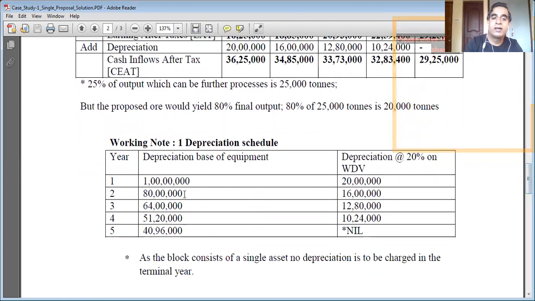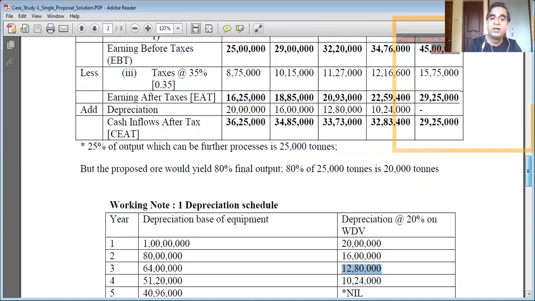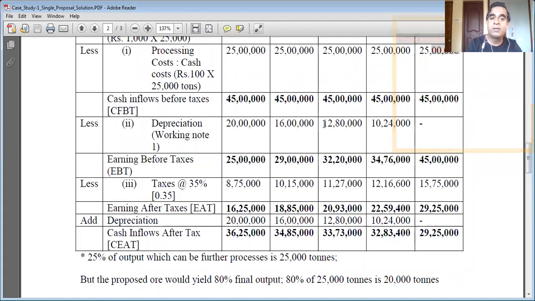Then, since it is a written down value method or reducing balance method, we deduct the amount of depreciation from 80 lakh rupees to arrive at the base of depreciation of the equipment for the third year. So 80 lakh rupees minus 16 lakh rupees is 64 lakh rupees, the depreciation base of equipment in the third year. So 20% of 64 lakh is 12 lakh 80,000 rupees. So we write that here, third year depreciation, 12 lakh 80,000 rupees.